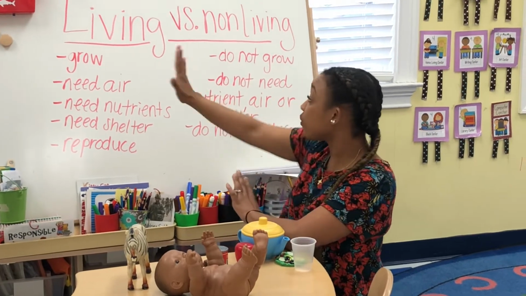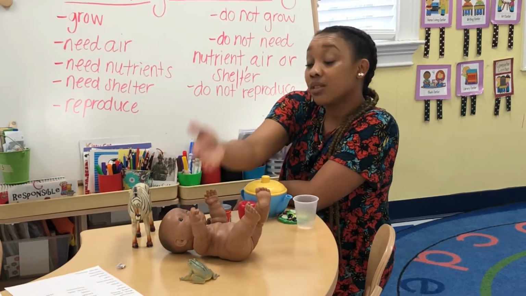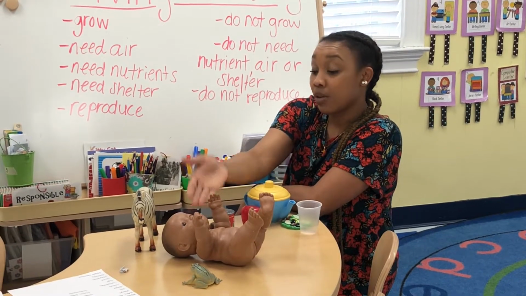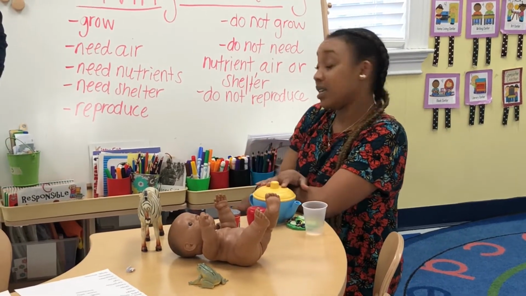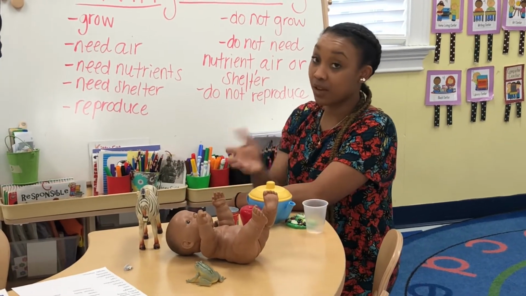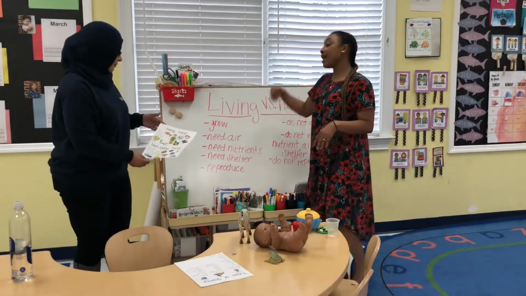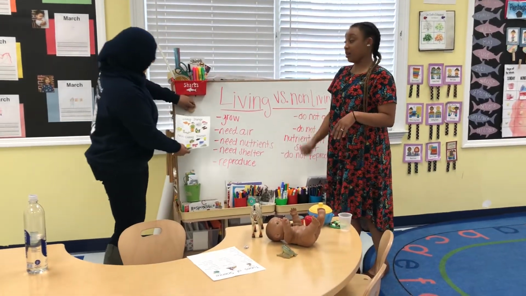So we know the difference, right? Living things grow, they need nutrients, they need shelter and air, but non-living things don't need any of these things. They just exist and they do not actually live, okay? So that is the difference between living and non-living things, okay?